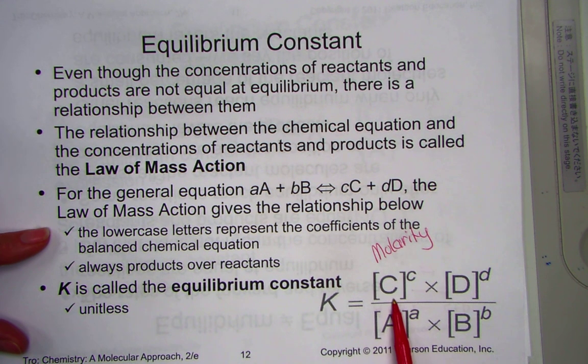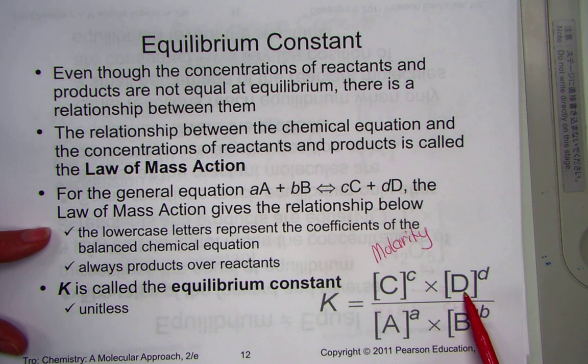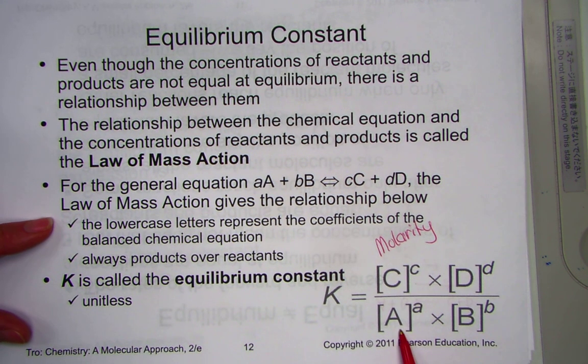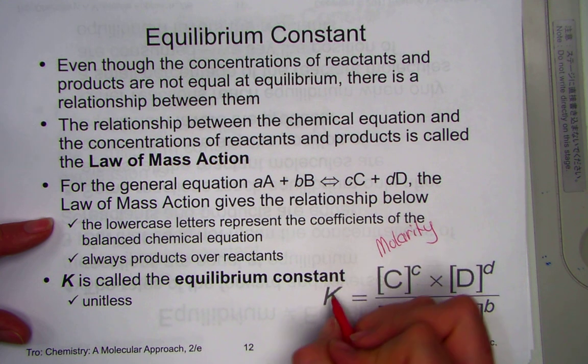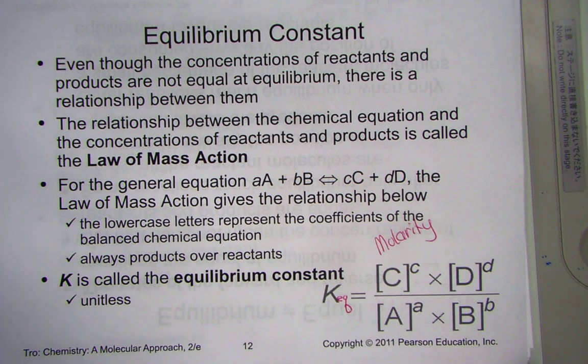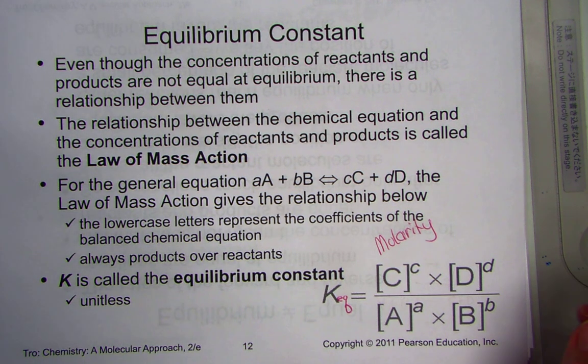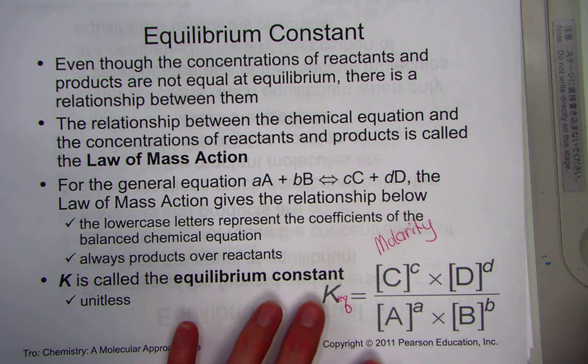The concentration of product C raised to the power of its coefficient times the concentration of product D raised to the power of its coefficient, set over reactant A to its power and reactant B to its power. This is known as the equilibrium constant, products over reactants, where coefficients become the superscripts, the powers to which we raise those values. The equilibrium constant is a number.